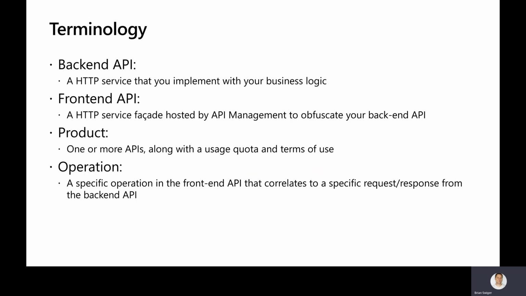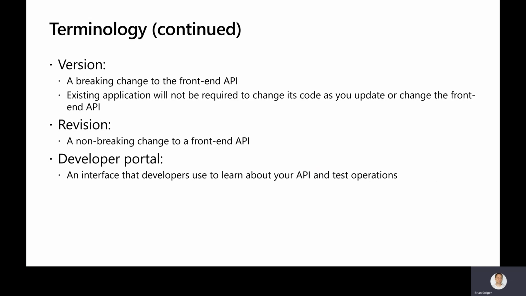So we really want to understand APIM in terms of the various terminology that we have. So our backend API, our front-end API, what a product is, and what an operation is, and how that applies to our various hosted APIs. Also, how do we version our APIs? What does that mean? What does a revision mean? And what is the developer portal? And can we customize that developer portal? What does that developer portal actually provide in terms of our APIs?